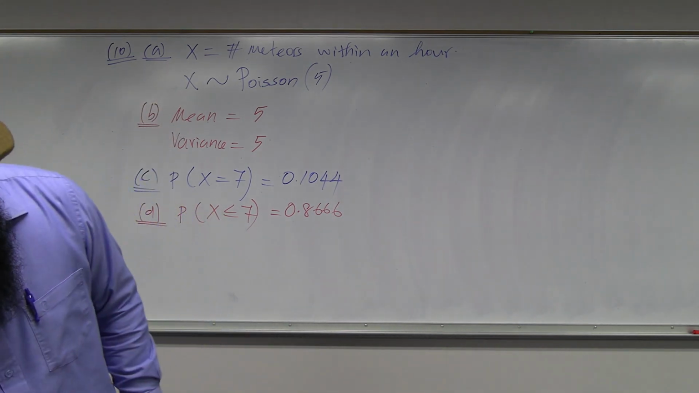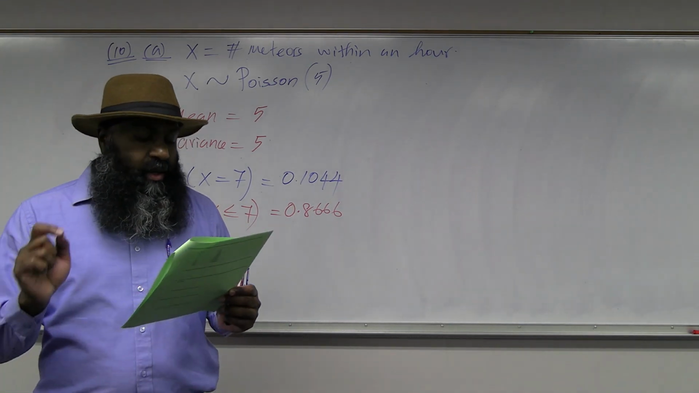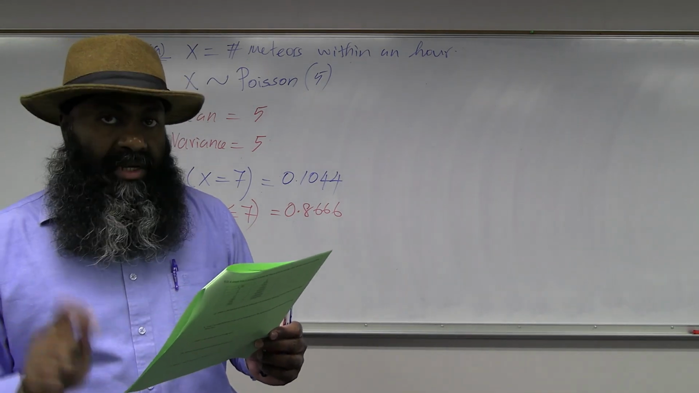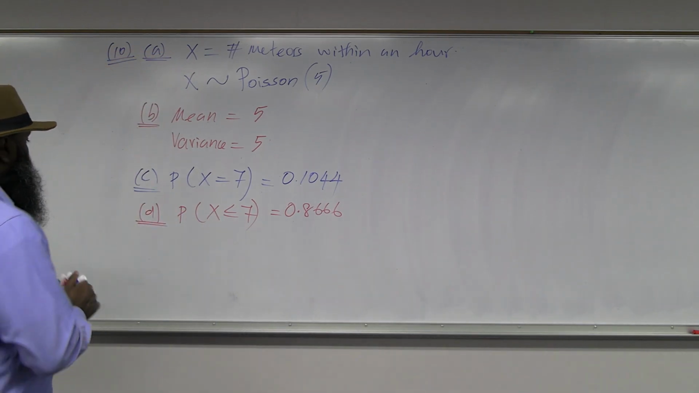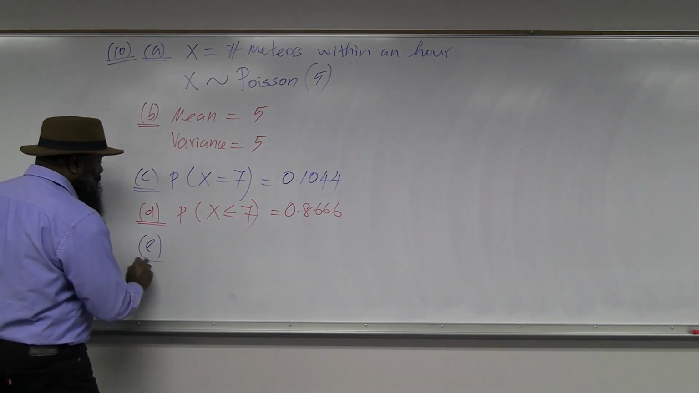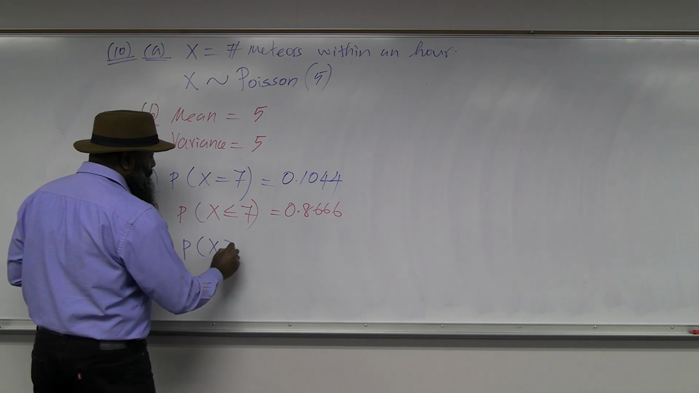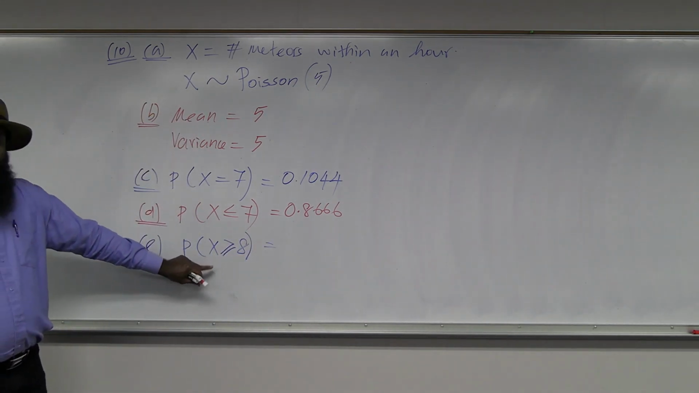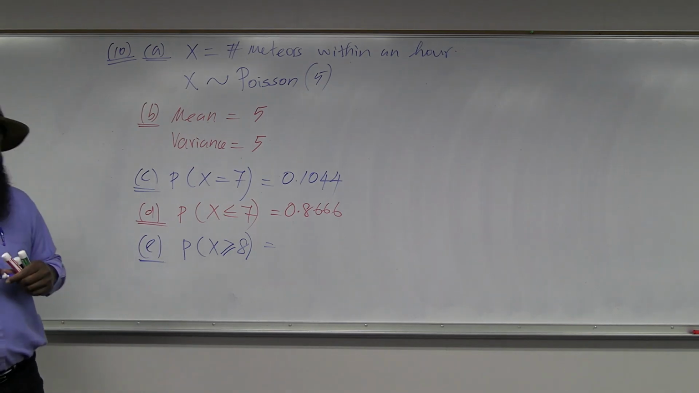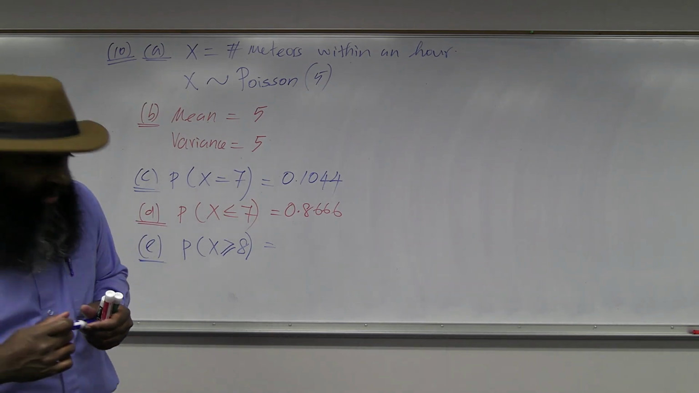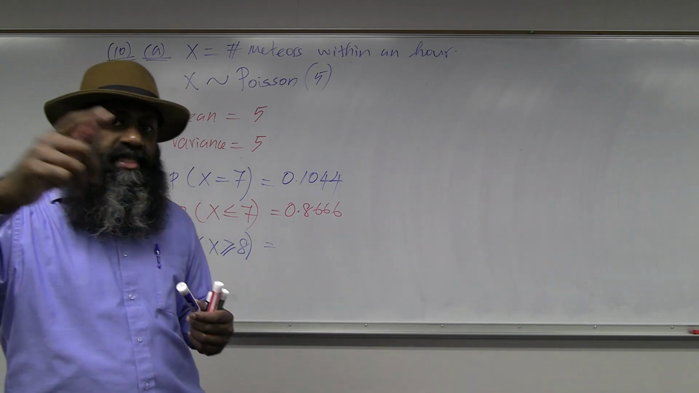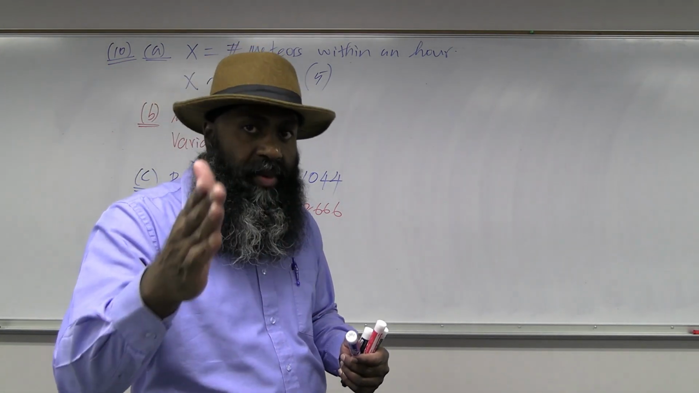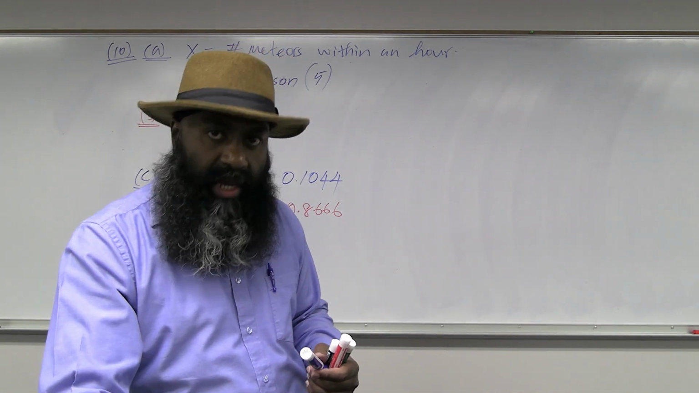All right, and then if I go to part E, if the sky is observed tonight, what's the probability that you will see 8 or more than 8 meteors? For part E, I need to do the calculation: probability X is greater than or equal to 8. In order to find this probability, I cannot straight away use Poisson CDF. Instead, I have to use that equation, probability X is greater than or equal to K plus 1, which is equal to 1 minus probability of X is less than or equal to K.